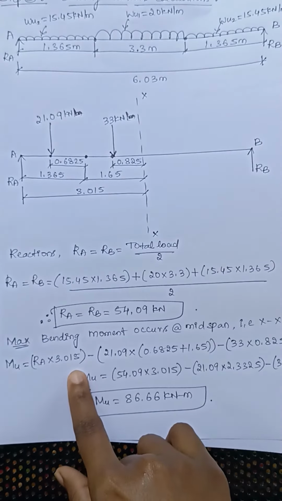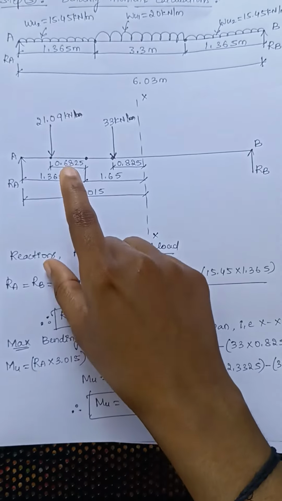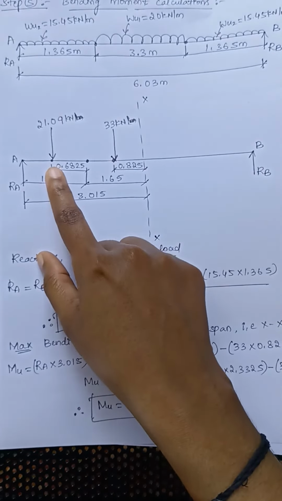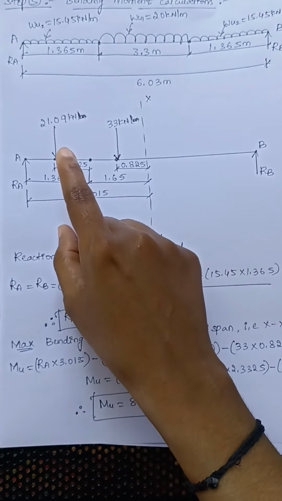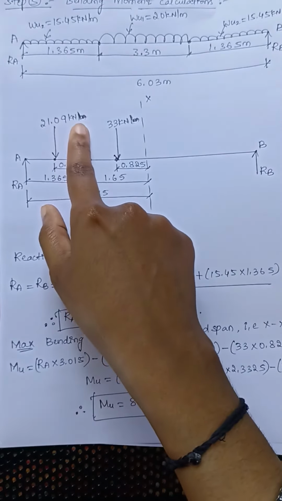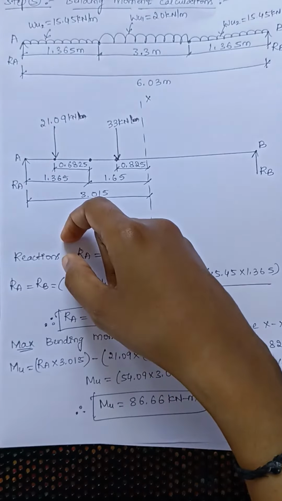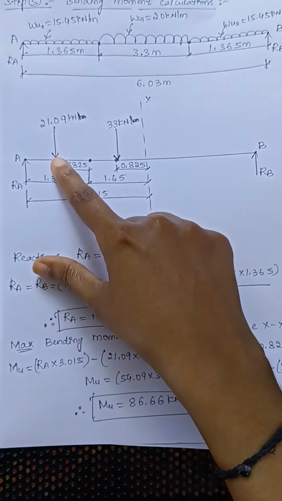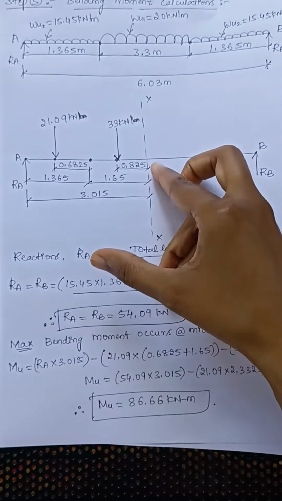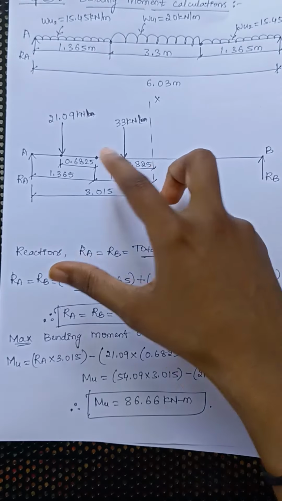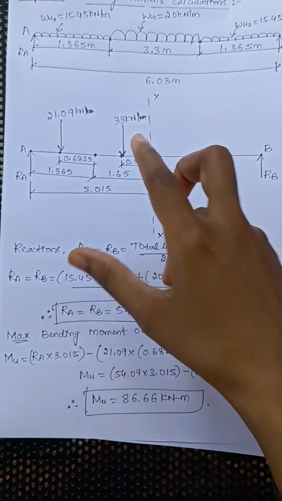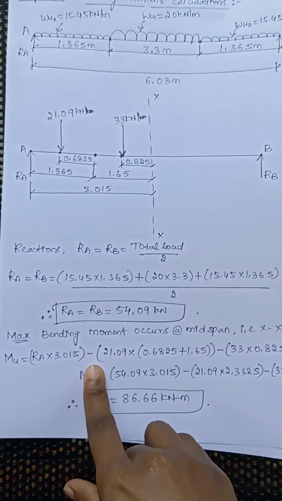Hence I have written this as 3.015. Then the second force acting on the slab towards the left of the XX axis is 21.09 kilonewton, a concentrated load acting in the downward direction, and the point of application of this load about the XX axis is in the anti-clockwise direction.